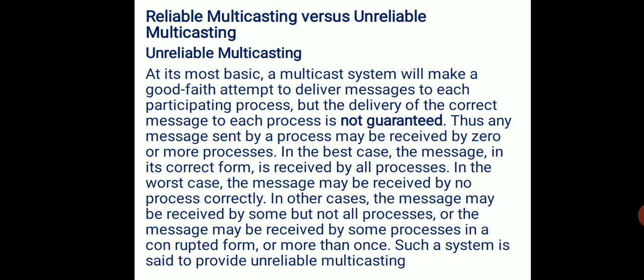So under unreliable multicasting, the delivery of a message is not guaranteed. In the best case, the message in its correct form is delivered to all processes. In the worst case, the message may be received by no process correctly. In other cases, the message may be received by some but not all processes, or by some processes in a corrupted form.